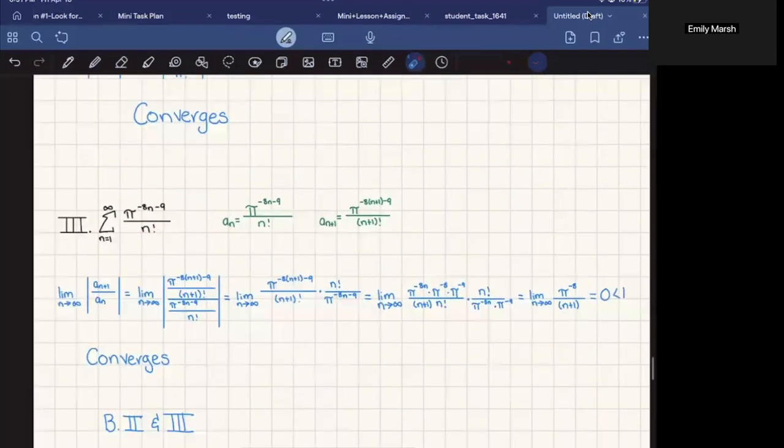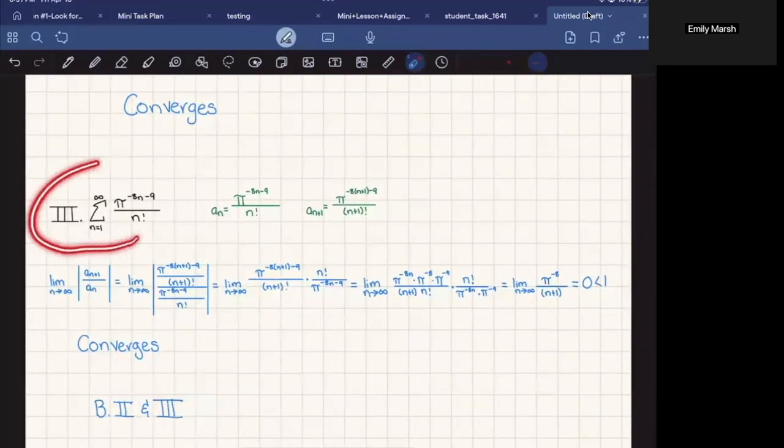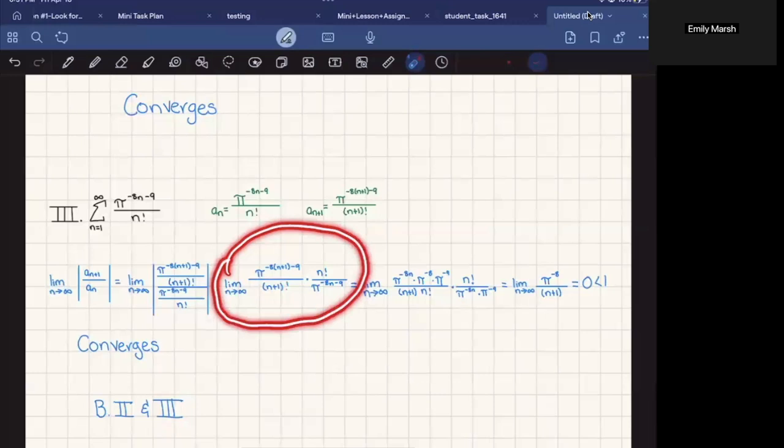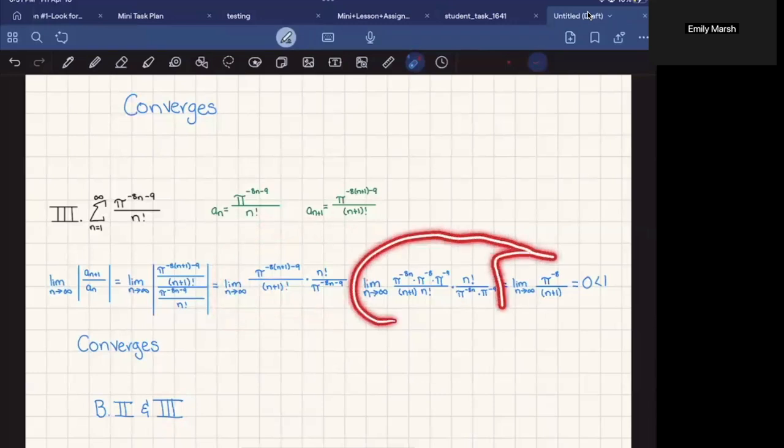Our last one here is this series. We have the summation of n equals 1 to infinity, where pi to the power of negative 8n minus 9 divided by n factorial. Here is our a sub n. Here is our a sub n plus 1. We are now taking the limit as n goes to infinity. Here's our first step. Our second step where we take our reciprocal and multiply that. This is me simplifying and expanding terms.